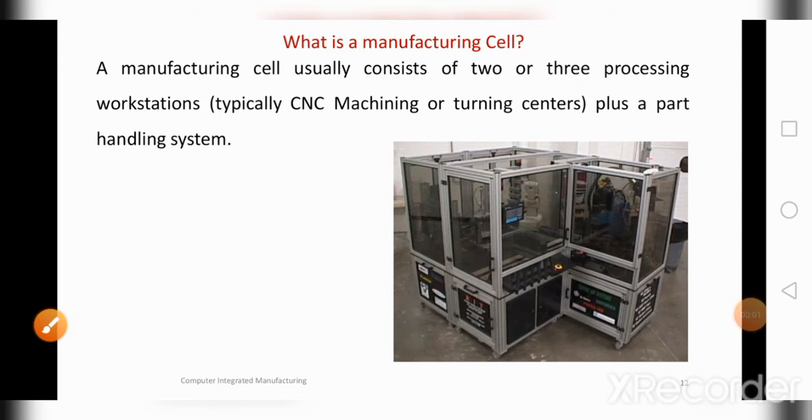Let us go for discussing what a manufacturing cell is. A manufacturing cell consists of two or three processing workstations, typically CNC machining or turning centers, plus a part handling system. Mainly, a manufacturing cell, or manufacturing unit or workstation, is where a number of machines work at a time on a work part. That is what we call a manufacturing cell.